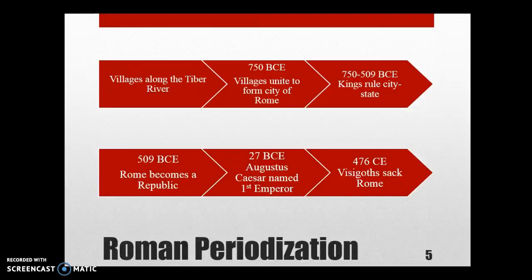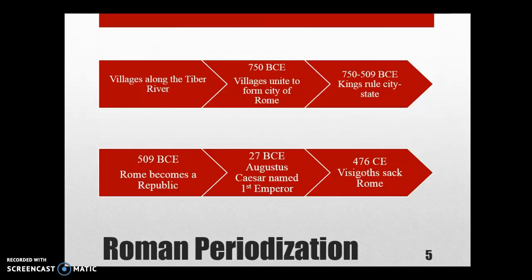So here we see a basic timeline of Roman history. First, we'll see small villages in Italy along the Tiber River. Around 750 BCE, before Common Era, these villages started to unite in the city of Rome. From 750 to 509 BCE, kings ruled this city-state out of Rome. Starting in 509 BCE, Rome will become a republic, meaning it will have representative democracy.